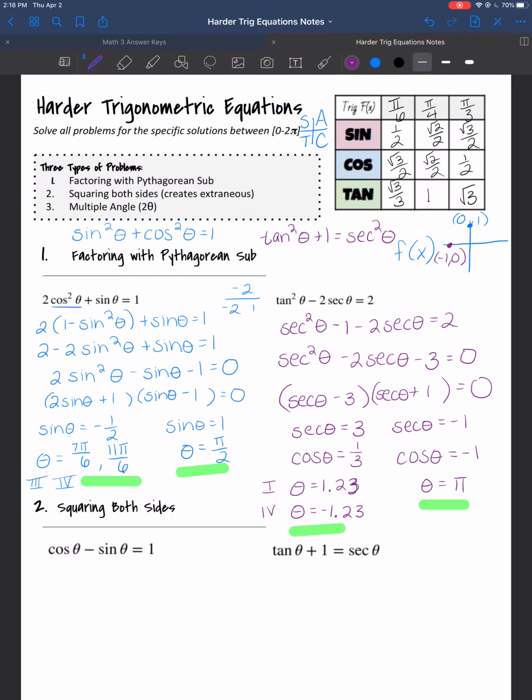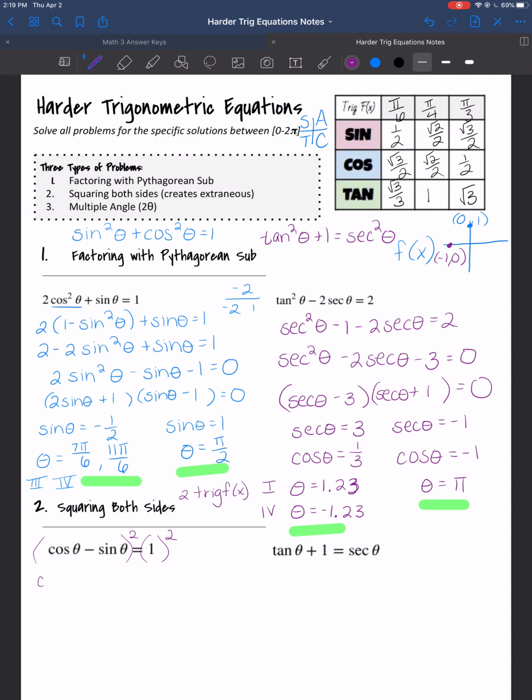Now let's go down to the second type of question where you need to square both sides. Now the way I know I need to square, even though you still have two different trig functions, is that there's no way that I can sub in a Pythagorean identity if I don't have a squared trig function. So before I can sub in a Pythagorean, I need to square both sides of your equation. So I'm going to do that with the first one. Now be careful, when you square a binomial, don't forget about your middle term.